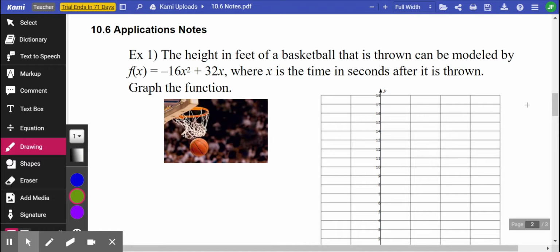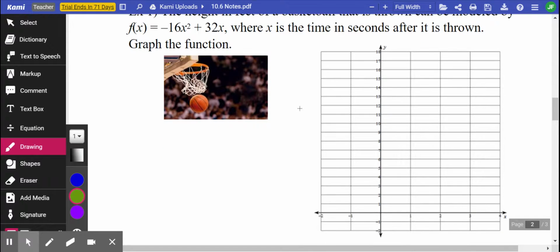The height in feet of a basketball that is thrown can be modeled by the function f of x equals negative 16x squared plus 32x, where x is the time in seconds after it is thrown. We're going to graph the function. This is actually in standard form. Standard form, you might have a plus 0 there for a c. But we are going to find the axis of symmetry by doing the opposite of b over 2 times a, which gives us positive 1.